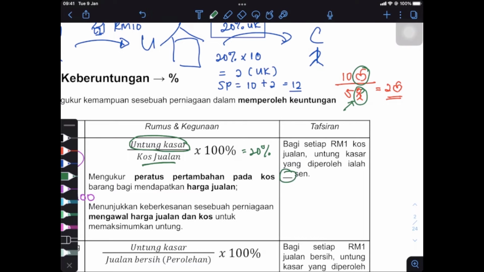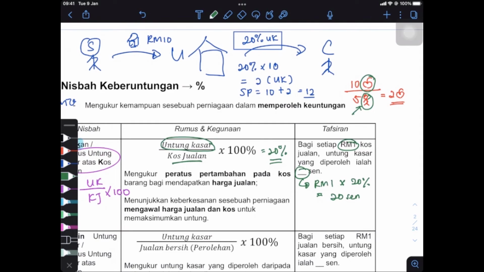So how do we get this cent? This is actually referring to RM1 multiplied by the percentage that we get here. So it's always starting with RM1 multiplied by the percentage, for example, this one is 20%. So for this one, 20 cents. It's okay for you to put it as RM0.20, it's fine, or we can also put it as 20 cents because the concept is the same. Okay, so this is called tafsiran. Any question for tafsiran?